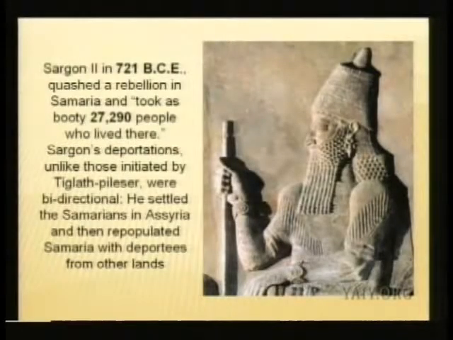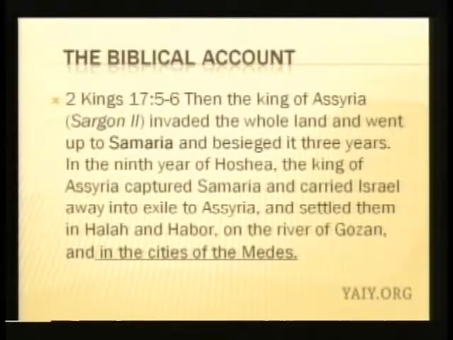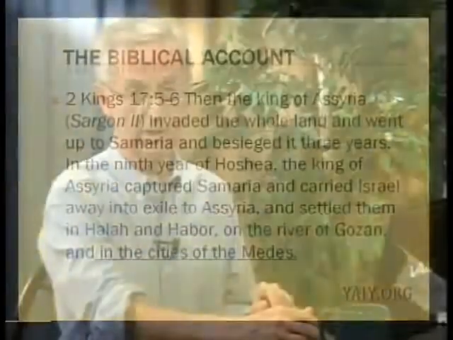Sargon II, 721, some say 722 BC, quashed the rebellion and took away the final number of captives from Samaria, the capital of the northern 10, 27,290. The biblical account, 2 Kings 17: then the king of Assyria invaded the whole land and went up to Samaria and carried them away into the cities of the Medes. Keep that in mind as we'll look at their migrations and movements.